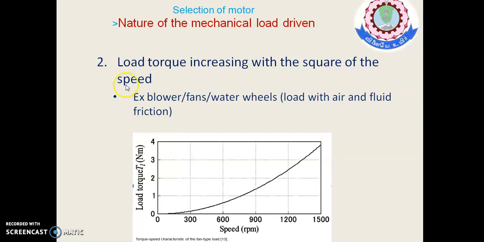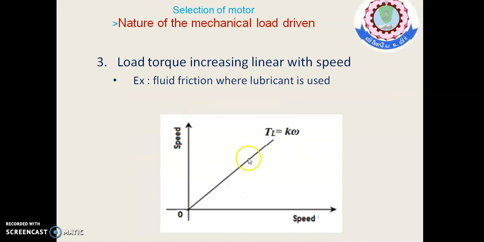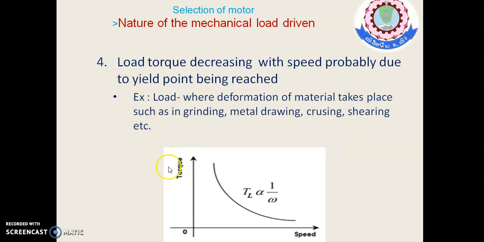This is the second type of load, where the torque is parabolic in nature, and the load torque increases with the square of the speed. Examples, as we already discussed, are blowers, fans and water wheels, right? And third is a linear relationship between the torque and speed. And the fourth one is where torque is inversely proportional to the speed, where an example for this load is wherever deformation of material takes place, and that can be considered as an example for this type of load, right?